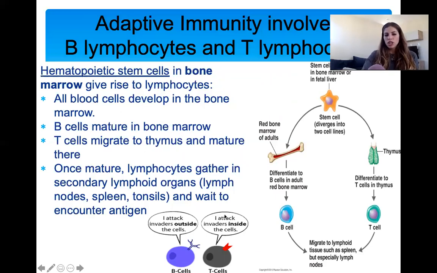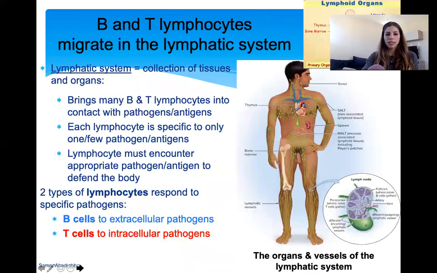And once mature, lymphocytes go to lymphoid organs, which are the different organs that have a lot of immune protection. I'll talk about them in a second. And they wait to encounter a pathogen to help protect you. So in lymphoid organs, we're going to see a lot of B cells and T cells. And remember, B cells are the ones that are helping you against extracellular pathogens. T cells are helping you against intracellular pathogens.